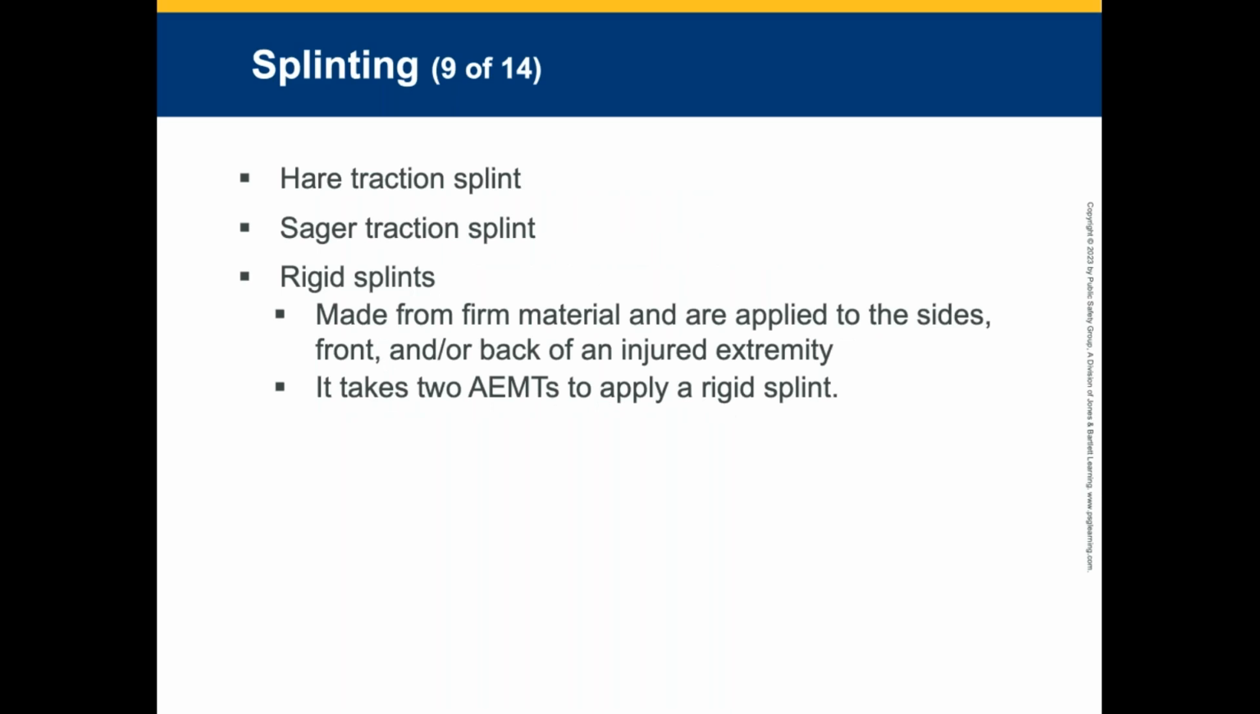There are different types of splints out there. There's the hare traction splint, which is the one that we've been utilizing. The Sager splint goes into the crotch of the patient. And then there's also the tent pole style as well. I'm drawing a blank on the name of those for some reason. I'm sure it'll come to me here in a minute. And then rigid splints, which are made from firm material that are applied to the sides, front, and back of the injury. And remember, it takes two providers to apply a rigid splint.